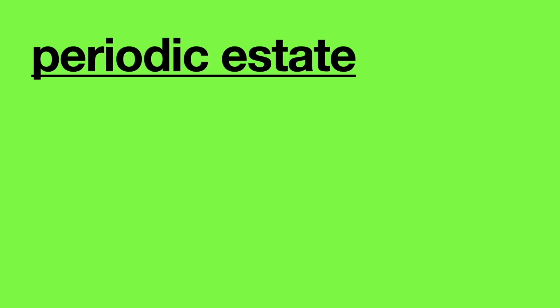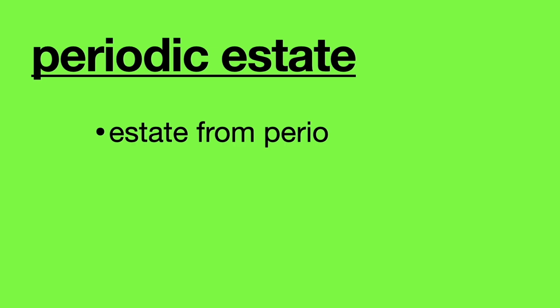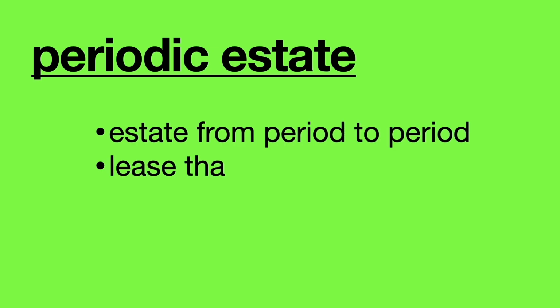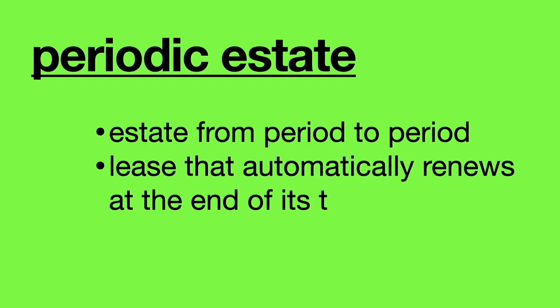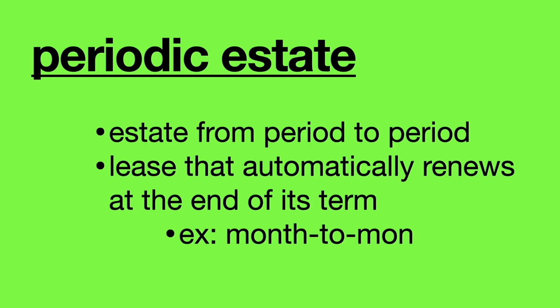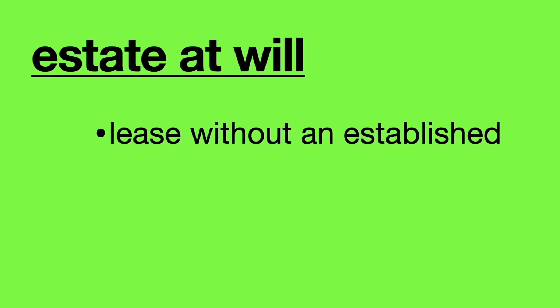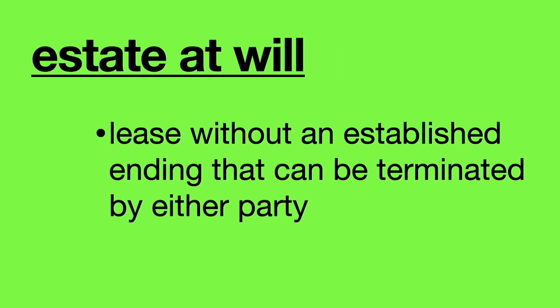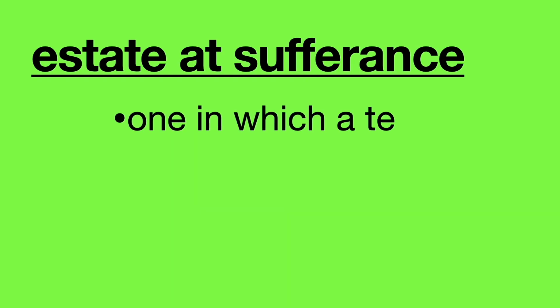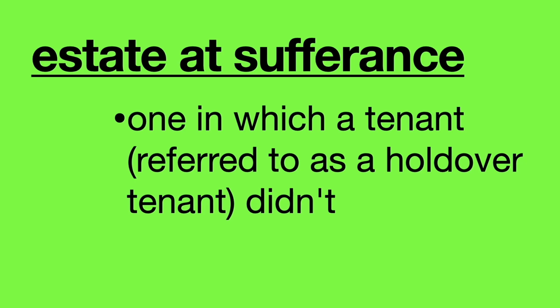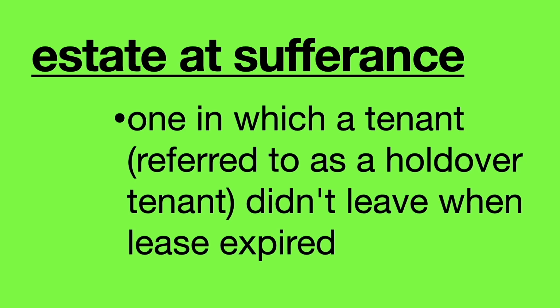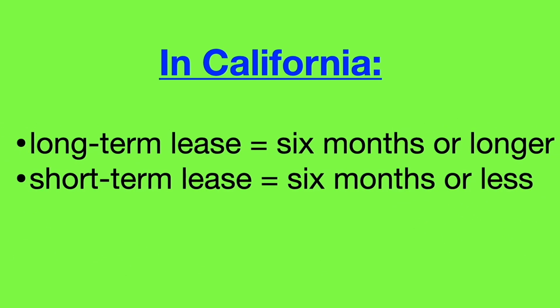In California, an estate for years is known as a periodic estate, so it's an estate from period to period. A periodic estate is a lease that automatically renews at the end of its term, such as a month-to-month lease. An estate at will is a lease without an established ending that can be terminated by either party. An estate at sufferance is one in which a tenant, referred to as a holdover tenant, didn't leave when the lease expired. In California, a long-term lease is 6 months or more. A short-term lease is less than 6 months.